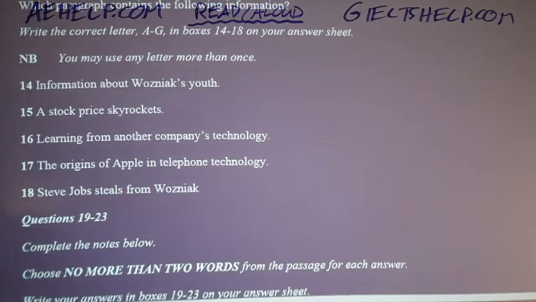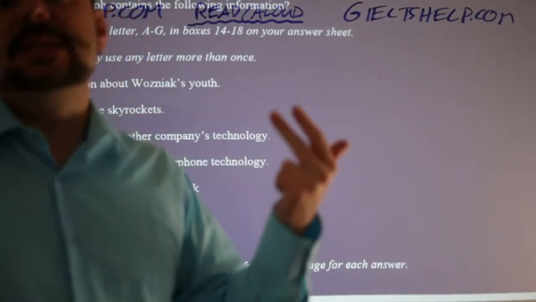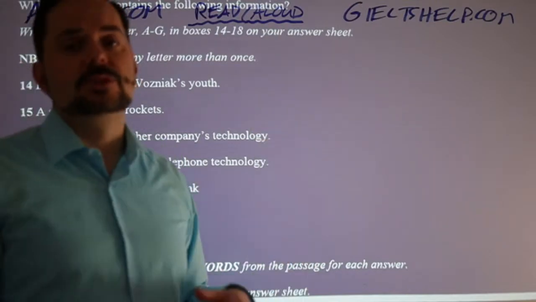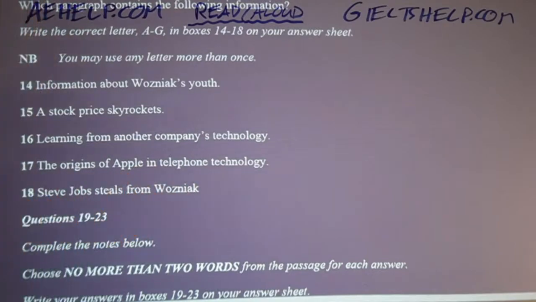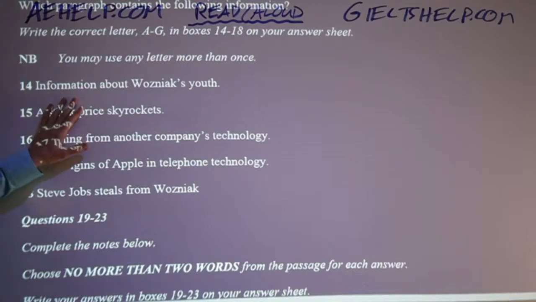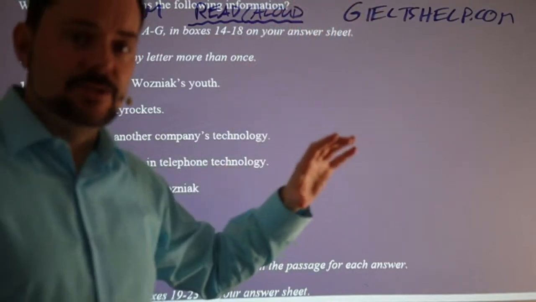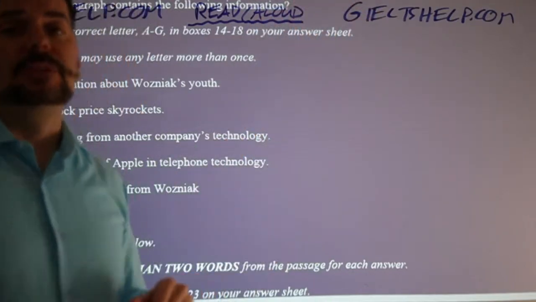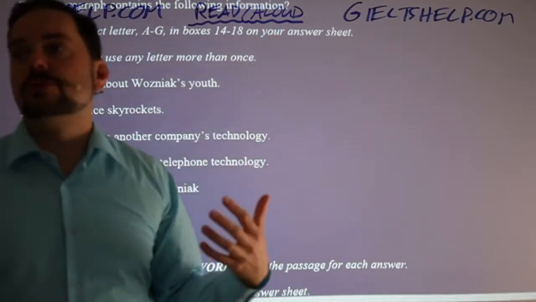Okay, so I've got a pretty clear idea of these paragraphs A, B, C, D, E, F, G. So these 7 paragraphs are fairly well organized in my mind, and the information as well. So even if I have to search a little bit, I have a pretty good idea of whether the information is in the first third, the second third, or in the last third of the essay or of this passage, okay? So number 14 is information about Wozniak's youth, okay?